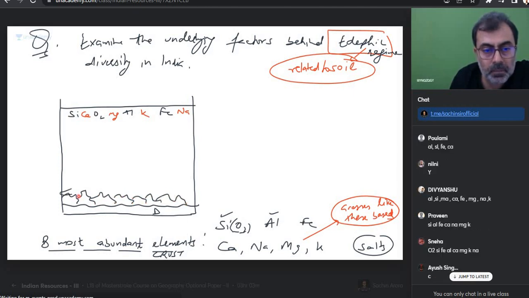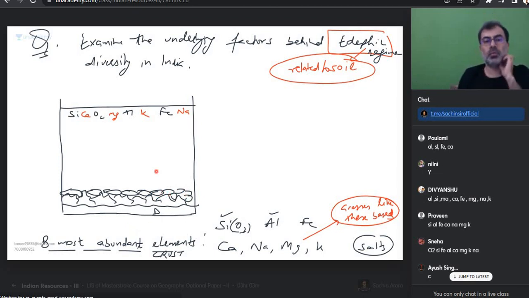C layer. Is everyone okay? What is this? This is soil layer. True.